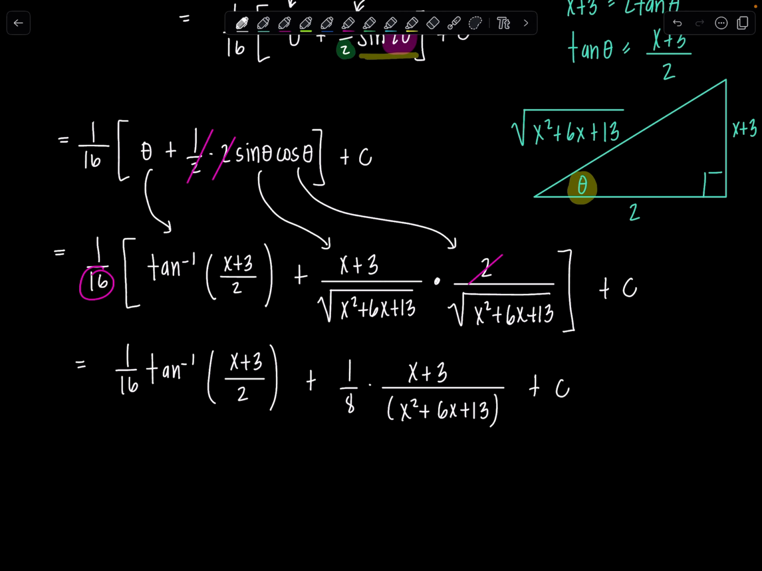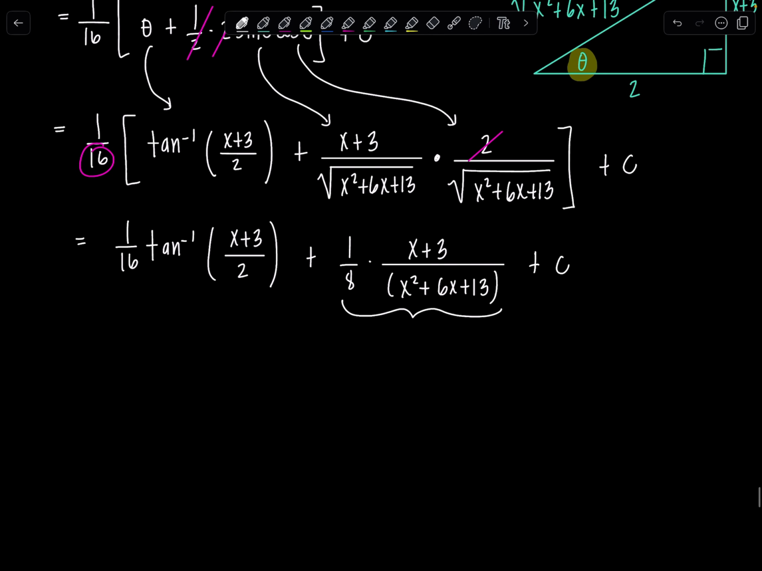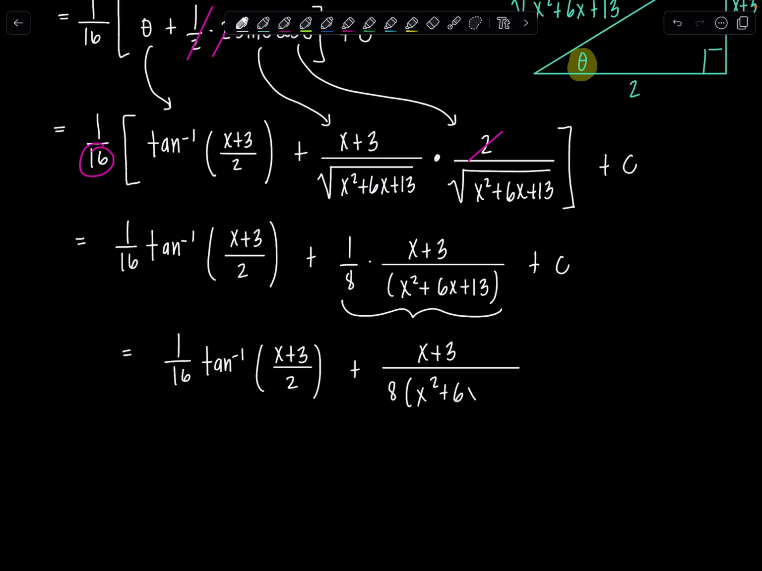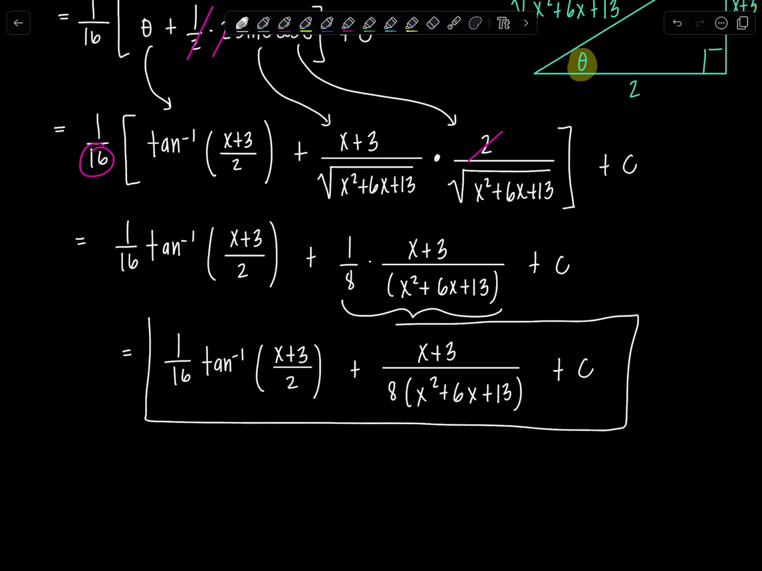And then, we could just clean this up a little bit. I wouldn't distribute the 8. Oh, no, I certainly wouldn't do that. But I would just put everything in one fraction together. So let me show you. So we still have 1/16 tan inverse x plus 3 over 2 plus x plus 3 over 8 times x squared plus 6x plus 13. Oh, much better. Plus c. Okay, and that's your final answer.